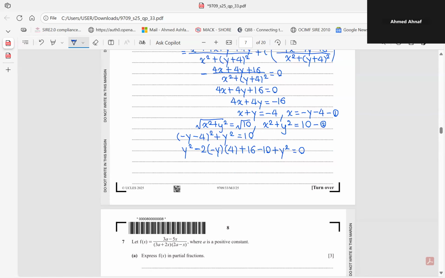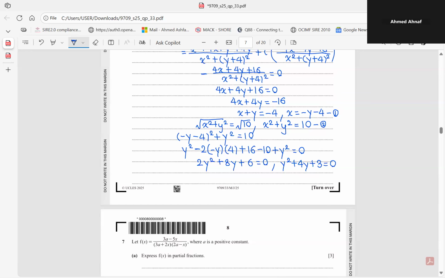So y squared plus y squared would be 2y squared. And then minus 2 times minus y, that's plus 2y. And then 2y times 4, you'll get 8y, plus 16 minus 10, it'll be 6. That's equals to 0. And then this would be y squared plus 4y plus 3 equals to 0.